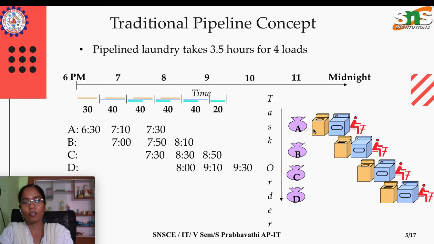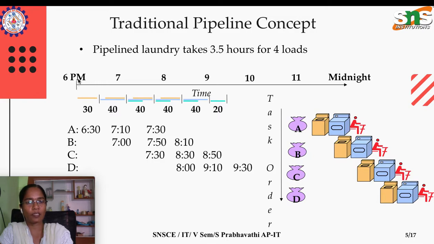Then when A goes to the dryer, B can utilize that washer, is it not? Likewise, it's overlapping. The operation is overlapped, so the execution will be fast. Okay, so see here, the time duration is given.